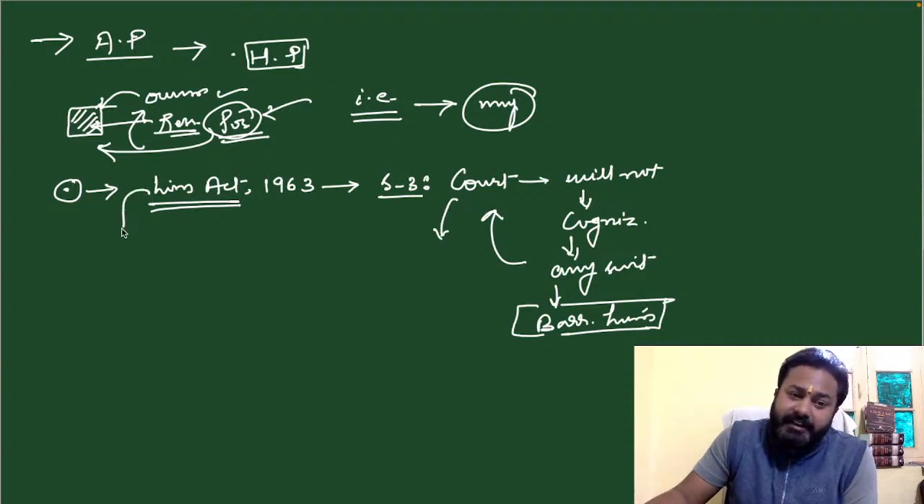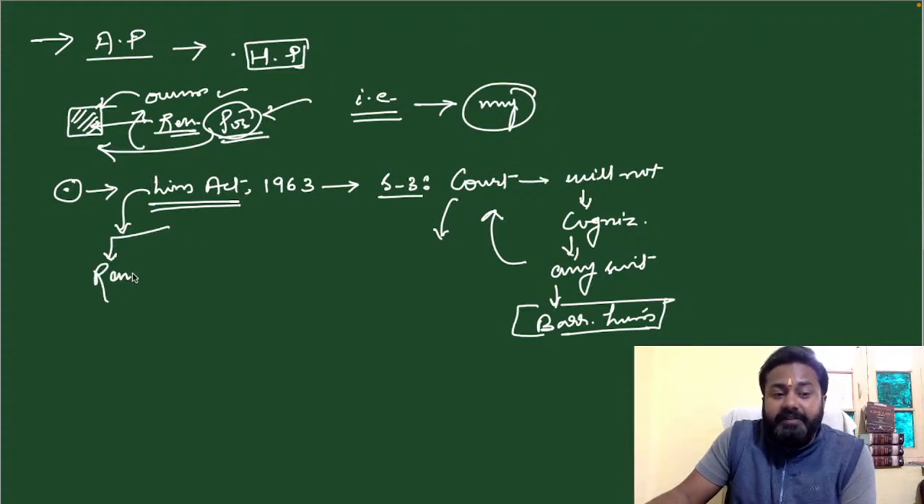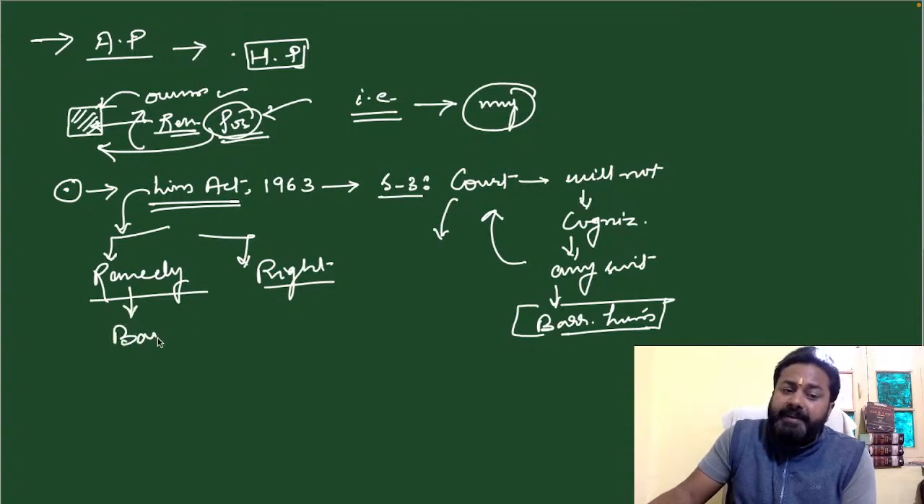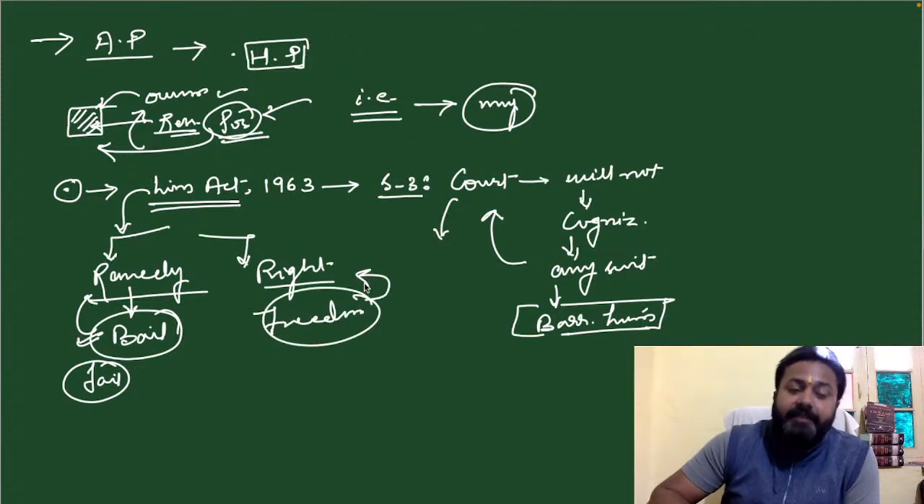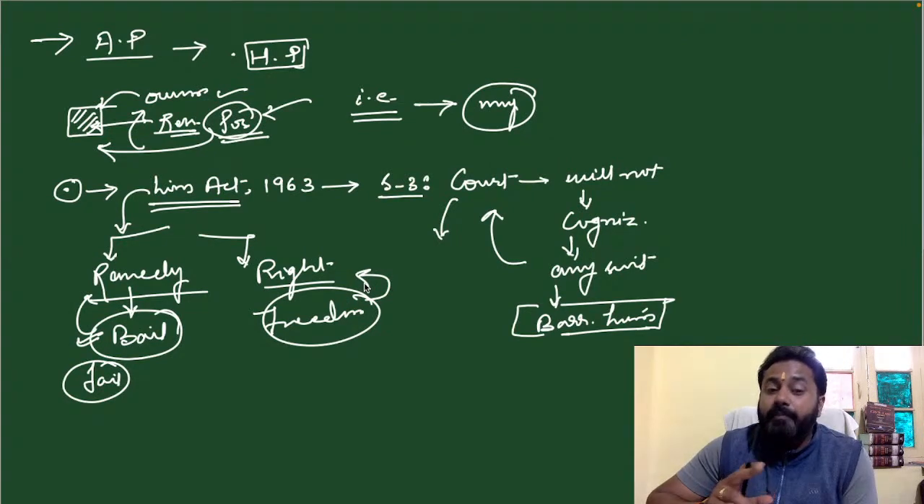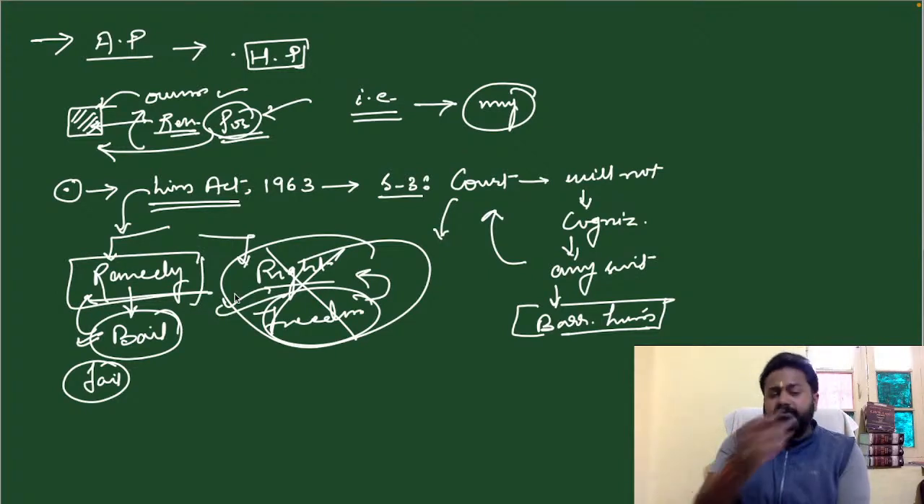Now come to the Limitation Act. Does the Limitation Act also bar your right? There are two things: one is a remedy, another is a right. What is the difference between remedy and right? Bail is a remedy, jail is a punishment. Bail is a remedy, but freedom is your right. The essential question related to the Limitation Act is whether limitation also puts a bar on your right. No. The Limitation Act does not bar your right. It only bars your remedy. Why am I telling this?